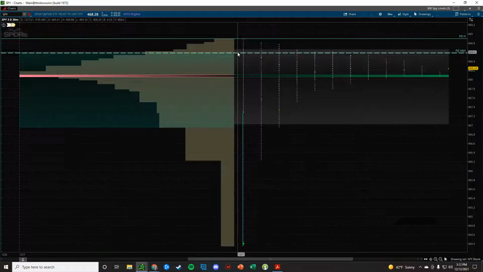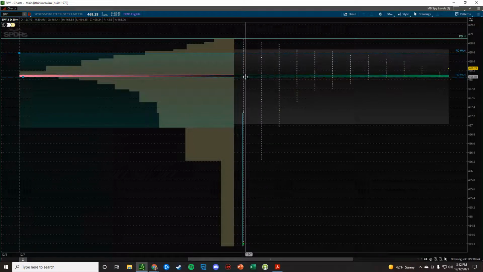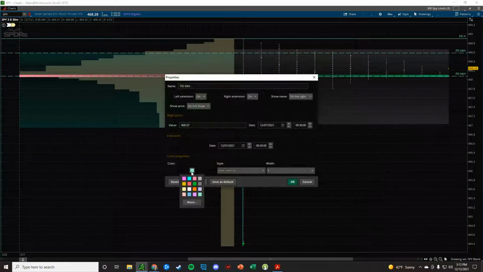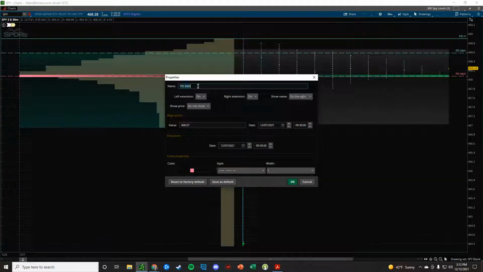We're going to copy our previous day value area high, because again, save ourselves a little bit of time. And we're going to make this one the same color as our point of control. We're also not going to forget to name it the PD POC.